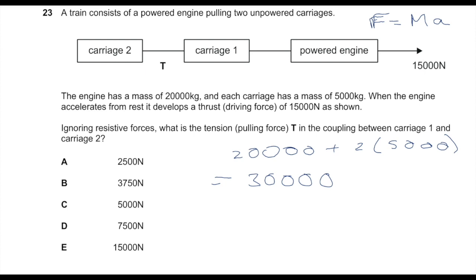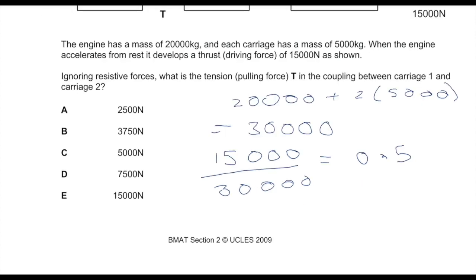And how we're going to do this? By rearranging this formula to give a is equal to force over mass. So let's do that. So 15,000 over 30,000 is equal to 0.5 meters per second squared. Now we need to look at the forces.